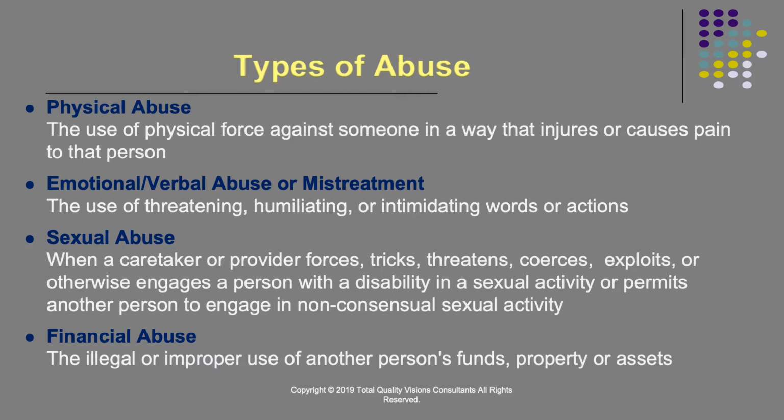Types of abuse. Physical abuse: the use of physical force against someone in a way that injures or causes physical pain to that person. Emotional, verbal abuse or mistreatment: the use of threatening, humiliating, or intimidating words or actions. Sexual abuse: when a caretaker or provider forces, tricks, threatens, coerces, exploits, or otherwise engages a person with a disability in sexual activity, or permits another person to engage in non-consensual sexual activity. And financial abuse: the illegal or improper use of another person's funds, properties, or assets.